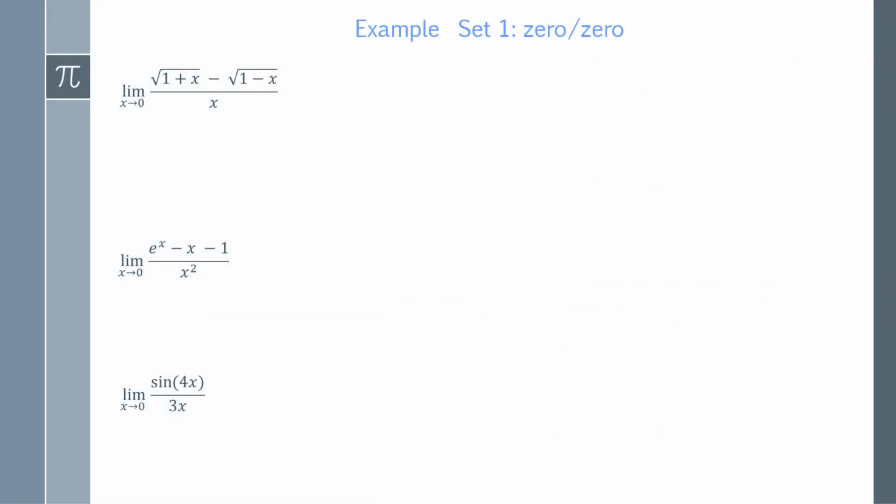Now let's take a look at the first set of problems where we need to compute limits of the form 0 over 0. You will notice that I wrote out all solutions by hand, and this is to give you an idea of what is expected from your solutions. Let's take a look at the first problem. We have the limit as x goes to 0 of the expression square root of 1 plus x minus square root of 1 minus x in the numerator, and then we have x in the denominator. Let's see the solution.